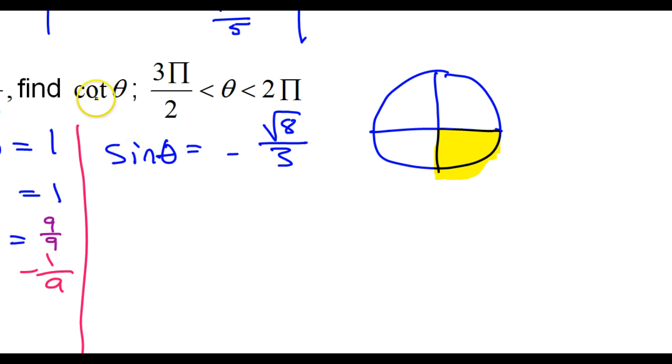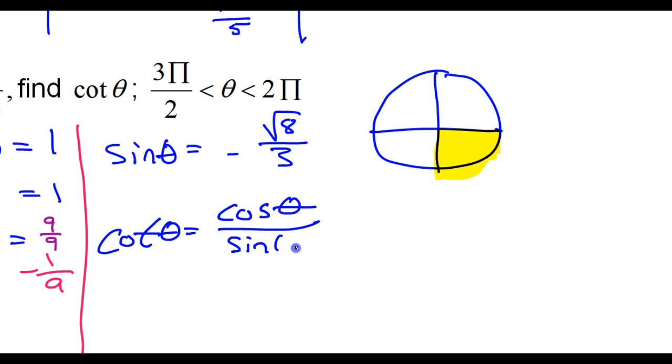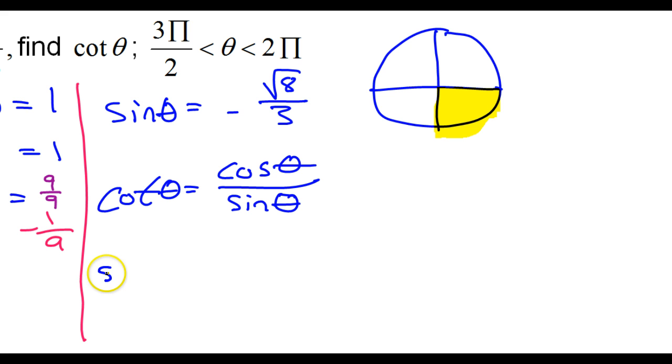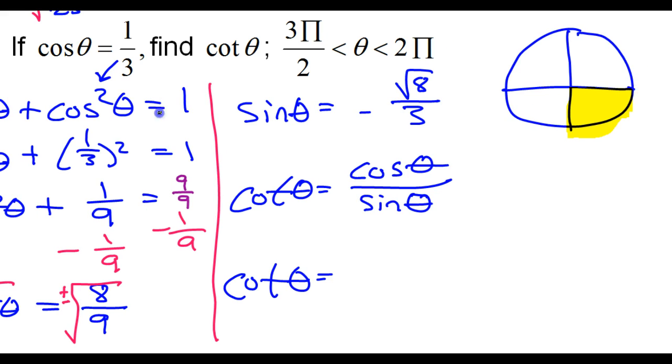So we're really looking for a cotangent though. And we know that cotangent is cosine over sine, because tangent is sine over cosine, so cotangent is the reciprocal. So what about it? So I've got cotangent theta equals. So I need cosine. Well, that's what they gave us in the first place. So that's 1/3. And then now I need sine. Well, that's negative radical 8 over 3.